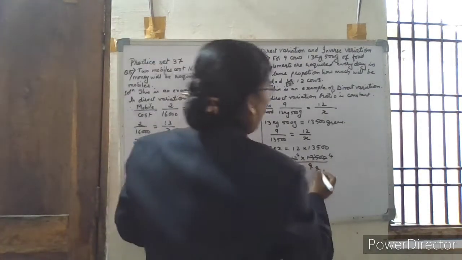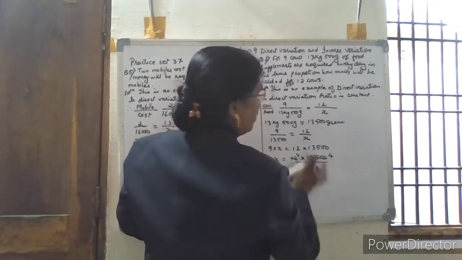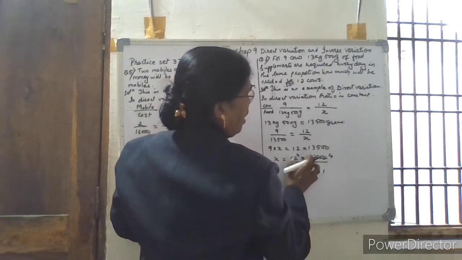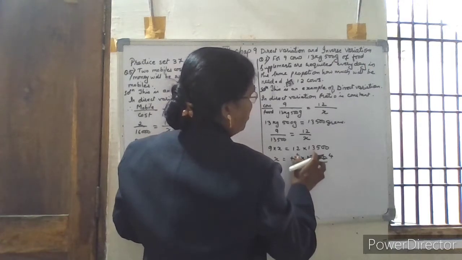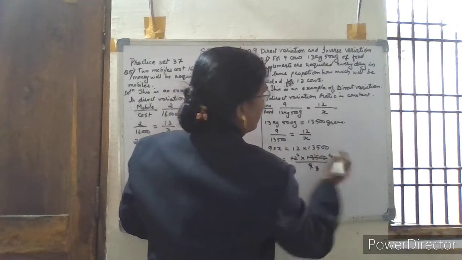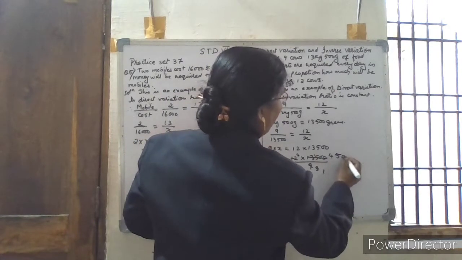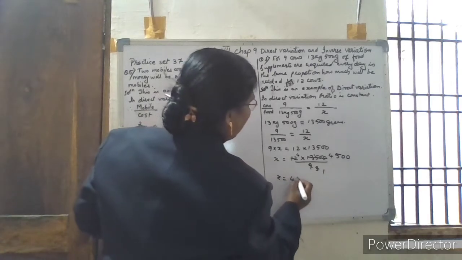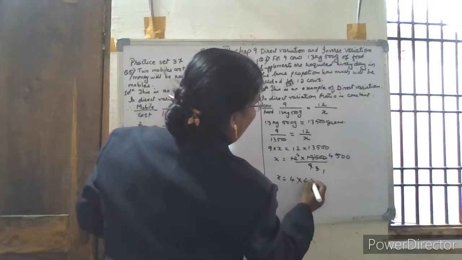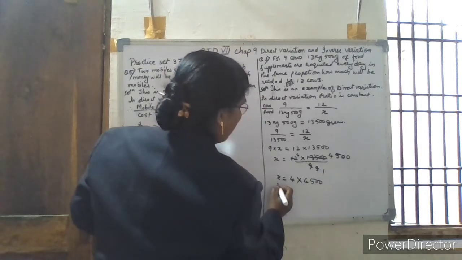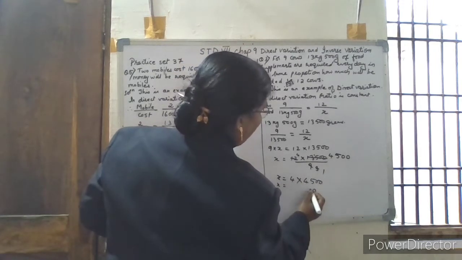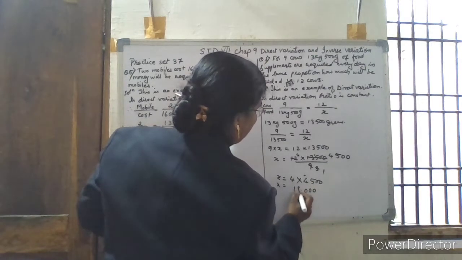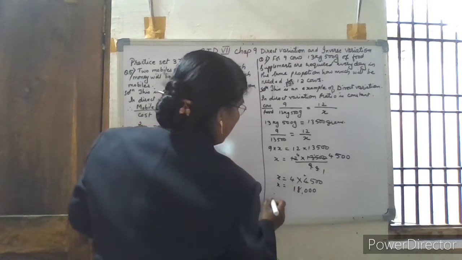So 3 fives are 15, we have to read the multiples of 3 here, the table of 3. 3 fours are 12, 1 extra, put it here, so it is 15 now. 3 fives are 15 and these two extra zeros. So X is equal to 4 into 4500. Multiplying: 0, 0, 4 fives are 20, carry 2, 4 fours are 16, 18, so 18,000.